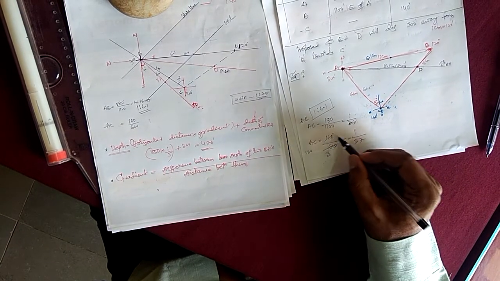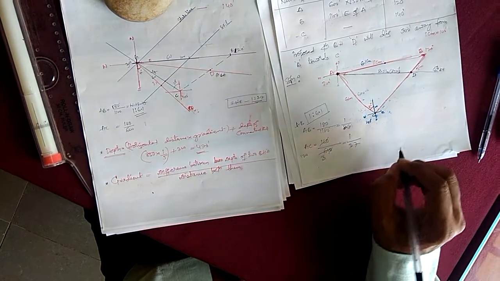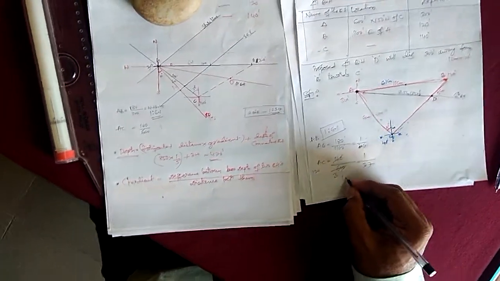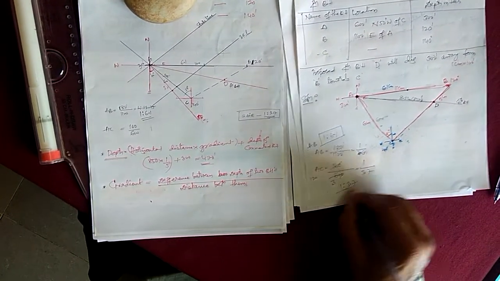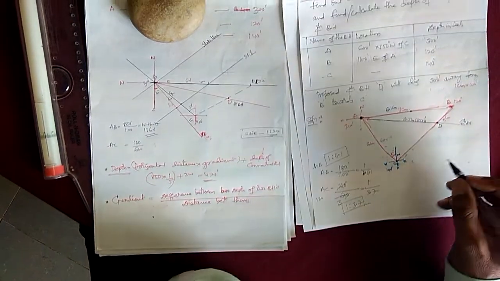Okay, in such a way that you may get 16 7s somewhere. Okay, it is 1 by 3.7. It means 1 is to 3.7. It is the gradient of AC. You calculate according to your convenience.